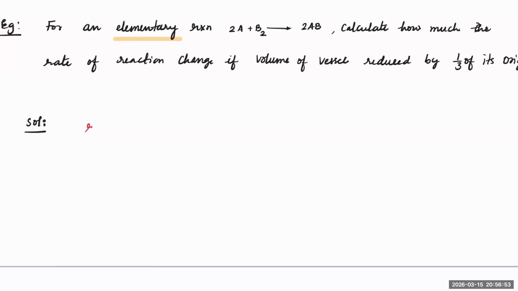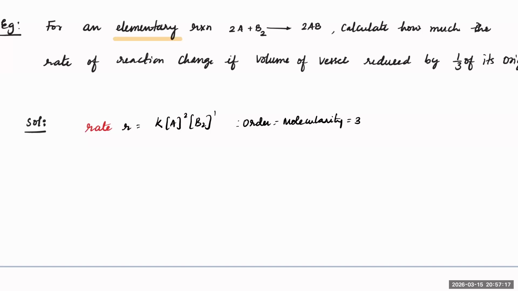So for an elementary reaction, the rate can be very easily written: the rate of the reaction R is equal to some constant times A raised to power 2 and B2 raised to power 1. So I can say here the order and molecularity are the same for an elementary reaction, and in this case it is 3.